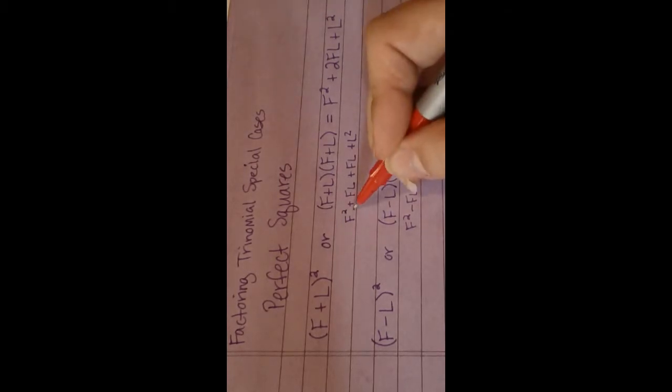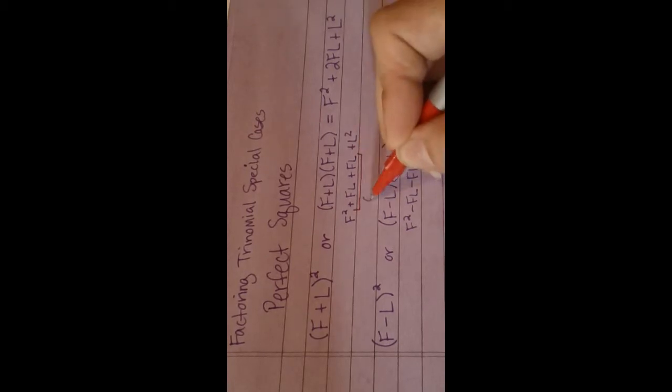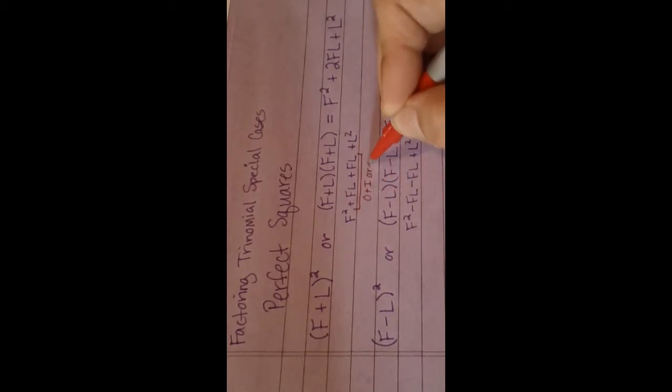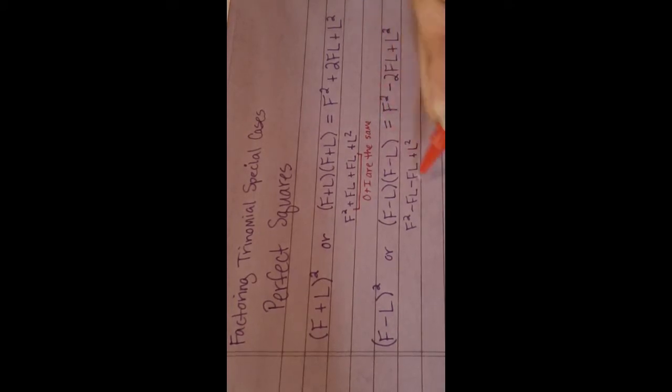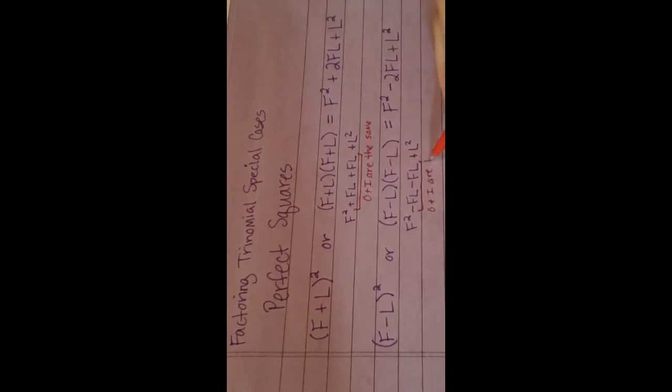So there are some things in common between these perfect squares. First of all, the O term and the I term are the same if you were to FOIL them out. So you have those doubles. They both start with the F squared, they have the 2FL in the middle, and the end in the L squared.